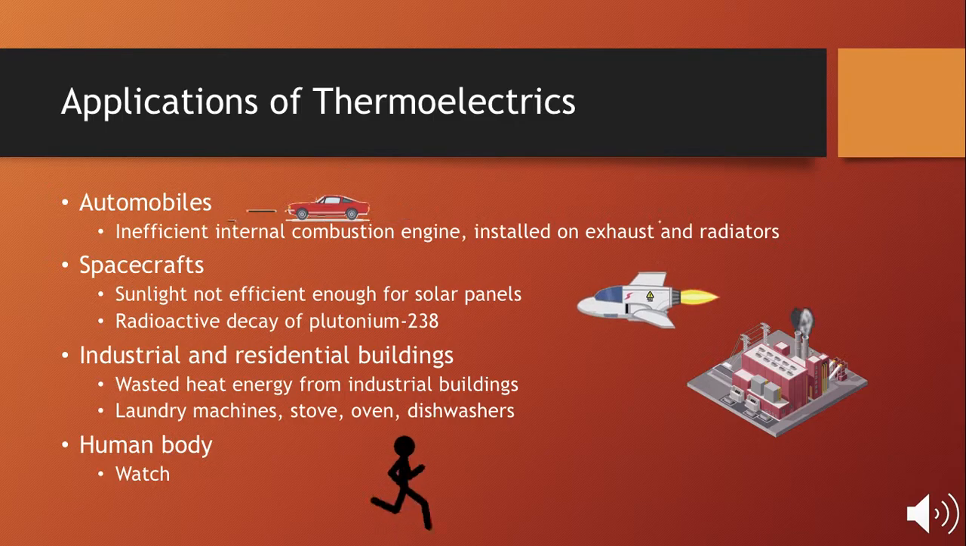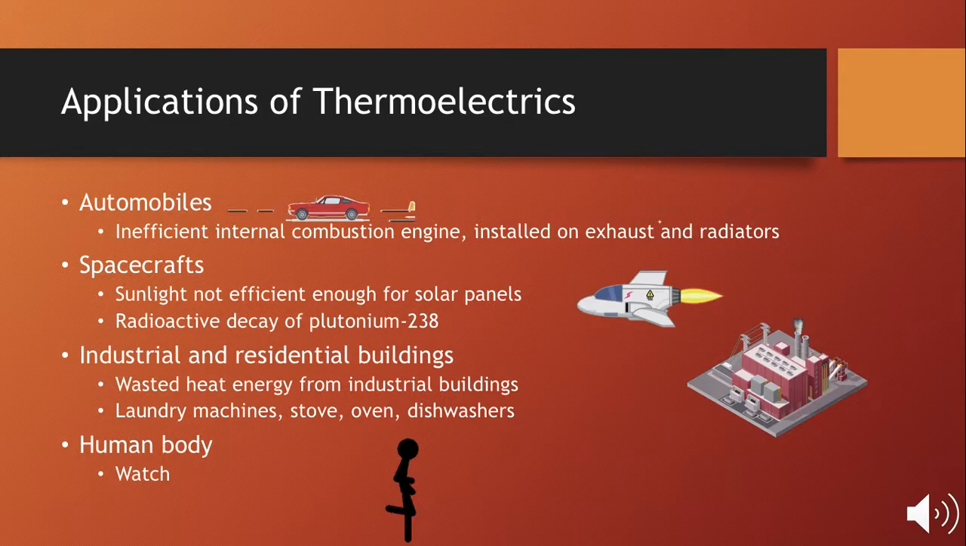Next, spacecrafts. So in space, solar panels aren't that efficient because there's not enough sunlight or direct sunlight. But thermoelectric generators can pick up the radioactive decay of plutonium-238, and this can help power some part of the spacecraft.